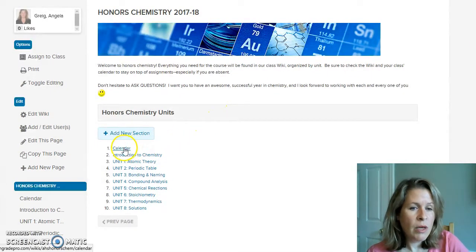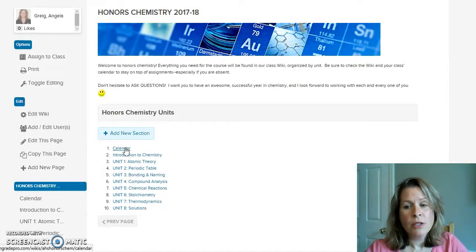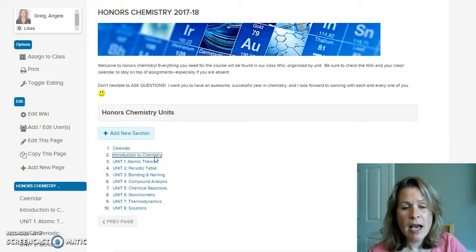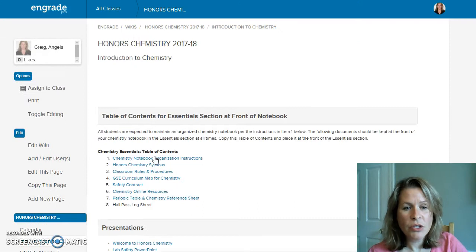The first page is a calendar. It shows what I plan on doing that week, so you can figure out, if you were absent, what did I miss today? Check the calendar. The next part is organized according to unit, and what I do is a table of contents, and that shows exactly what should be in your binder.